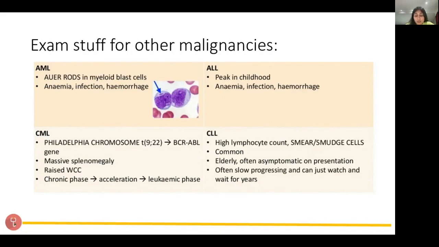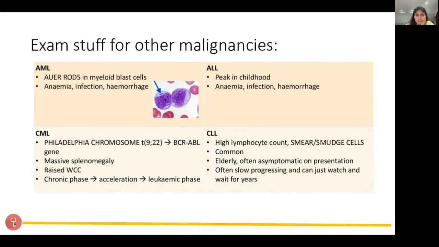And then CLL, chronic lymphocytic leukemia, has a very high lymphocyte count. A key buzzword to remember is smear or smudge cells, which I may have a photo of, I can't remember. But again, that often comes up in SBAs. So if you see that, think CLL.